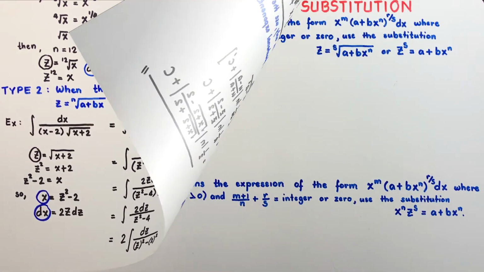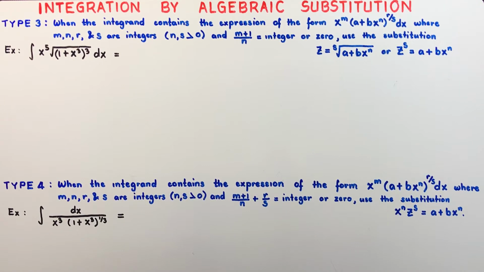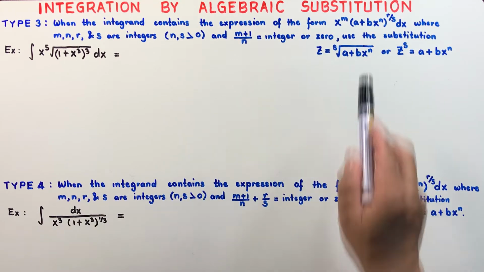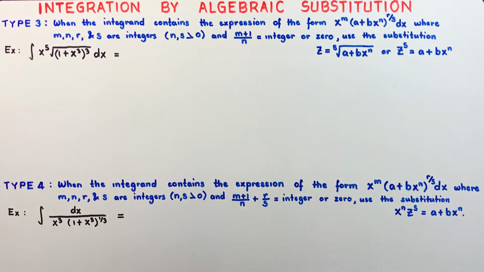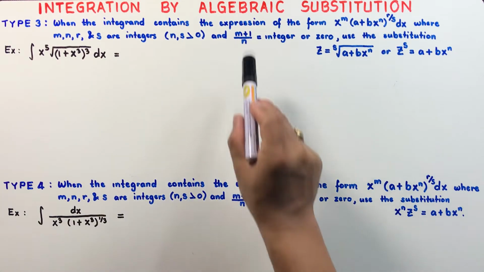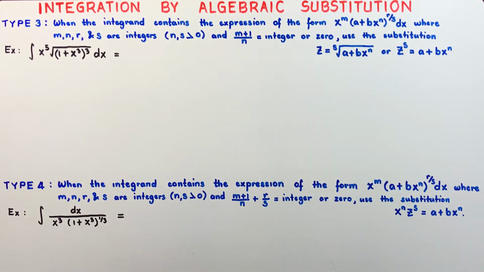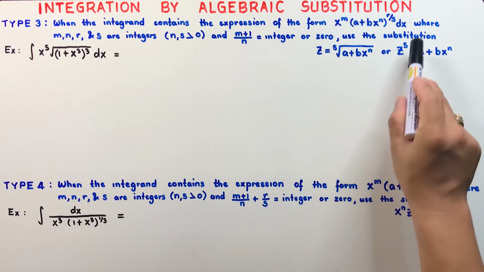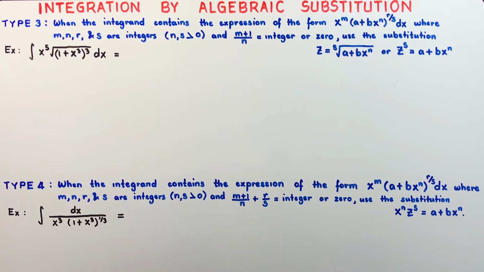So let's proceed to our third type here. When the integrand contains an expression of the form x to the power m times the quantity a plus b x to the power n raised to the exponent of r over s dx, where m, n, r, and s are integers, and n and s are positive integers, and notice that m plus 1 over n is an integer or 0, then we use the substitution z equals the s root of a plus b x to the power n, or z to the power s equals a plus b x to the power n.